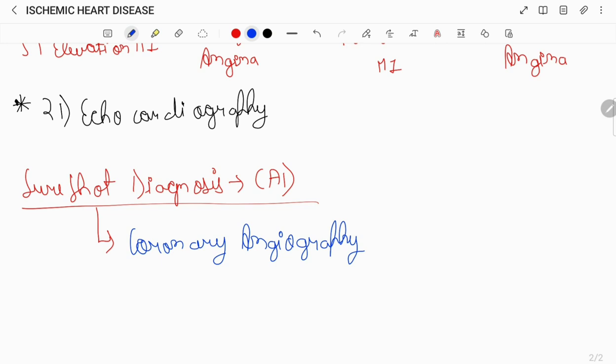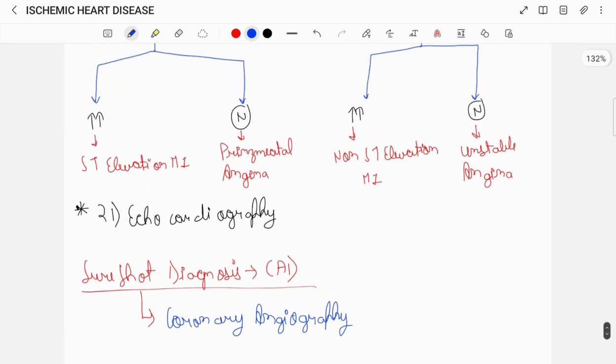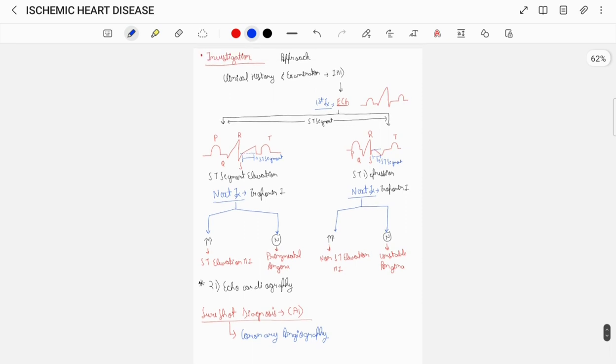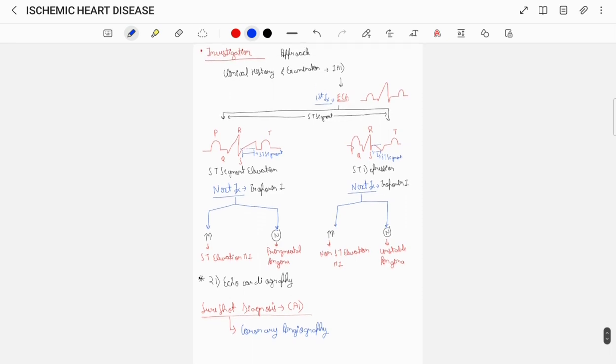This will give you a sure shot diagnosis of coronary artery disease, which is the etiology for ischemic heart diseases. So this was the overview of investigations in ischemic heart disease. In the subsequent parts, I will be talking about the etiology and the treatment of individual ischemic heart diseases.